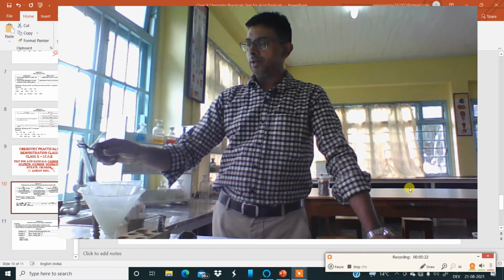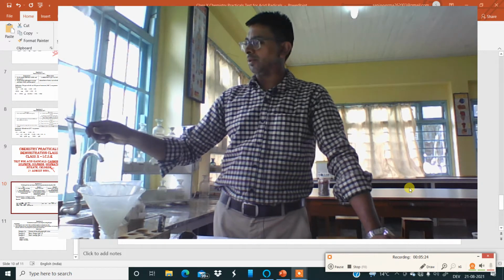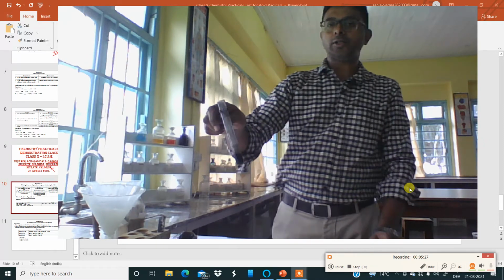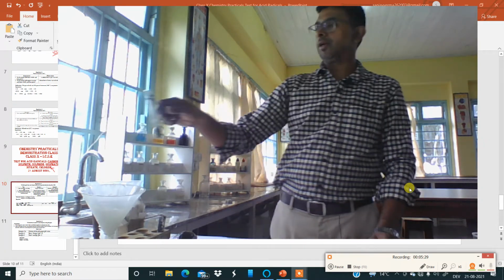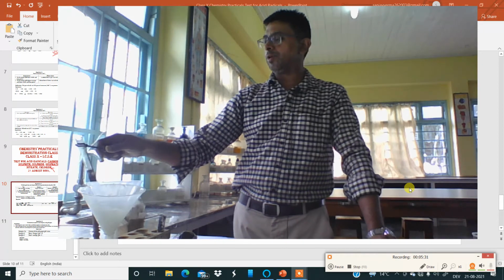The gas comes out very fast. You can see fumes are there. It is supposed to be light greenish yellow in color, but it is not. It will not be visible to you all.